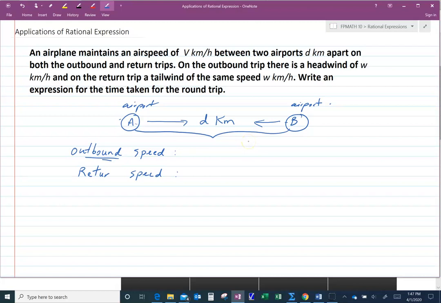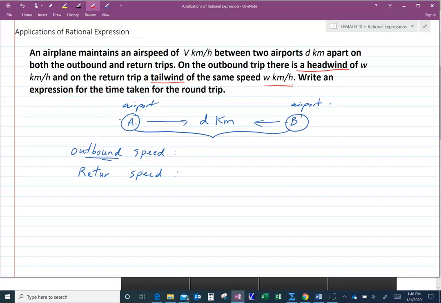Now it talks about on the outbound trip there is a headwind of w kilometers an hour. That's a small case w. And on the return trip, a tailwind. So this is the very important headwind and tailwind. Headwind comes against the original speed of the aircraft, and the tailwind is going with it, pushing the aircraft, right? So one is w, the other one is also w. So the question is, write an expression for the time taken for the round trip.